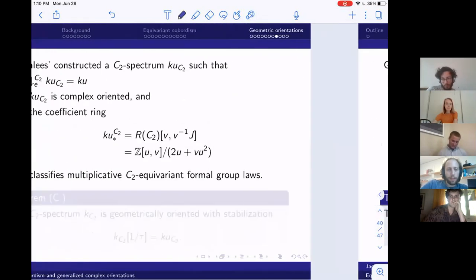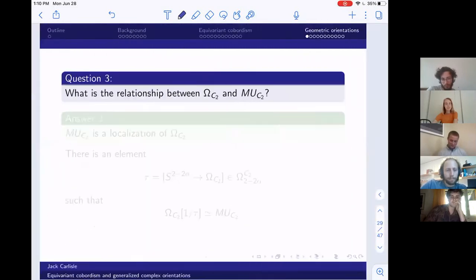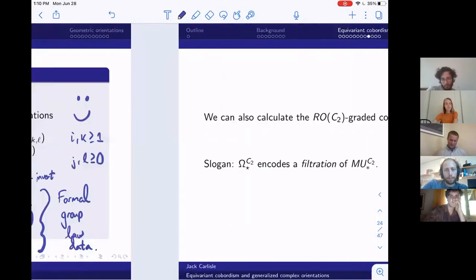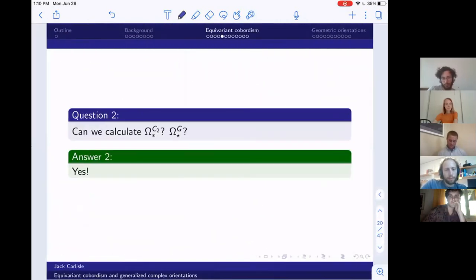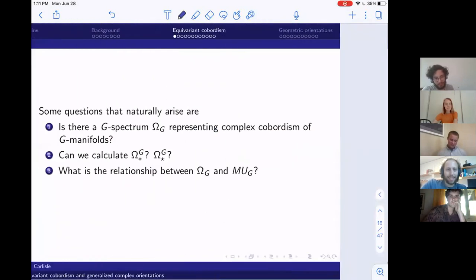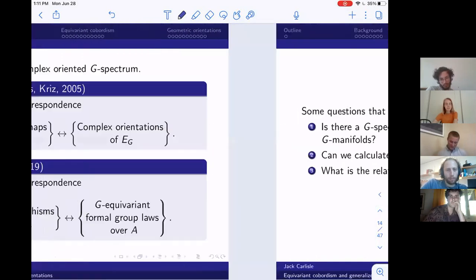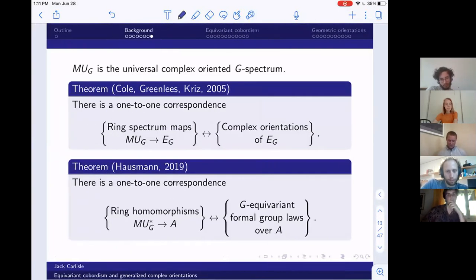So let me, in fact, advertise this theorem of Hausmann, which is a beautiful theorem, especially in light of the fact that this conjecture was open for 20 or 30 years or something. Well, let's say 20 years. This theorem of Hausmann says that the coefficient ring of MU_G classifies G equivariant formal group laws.